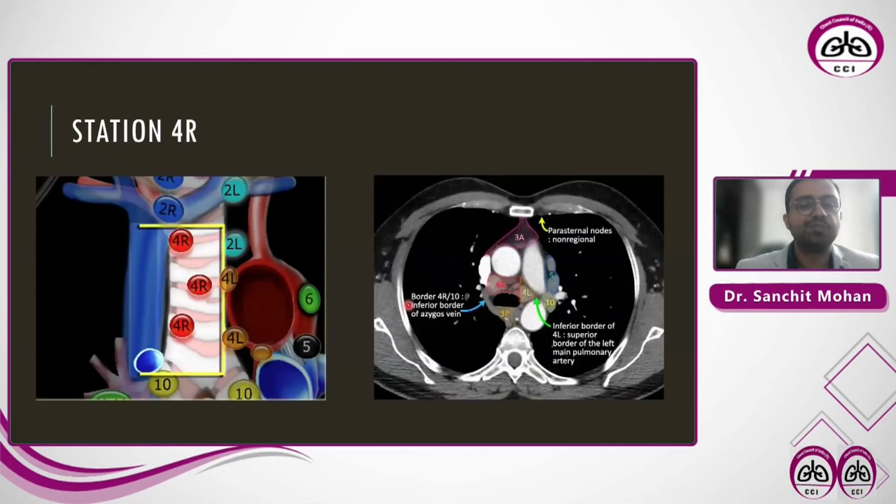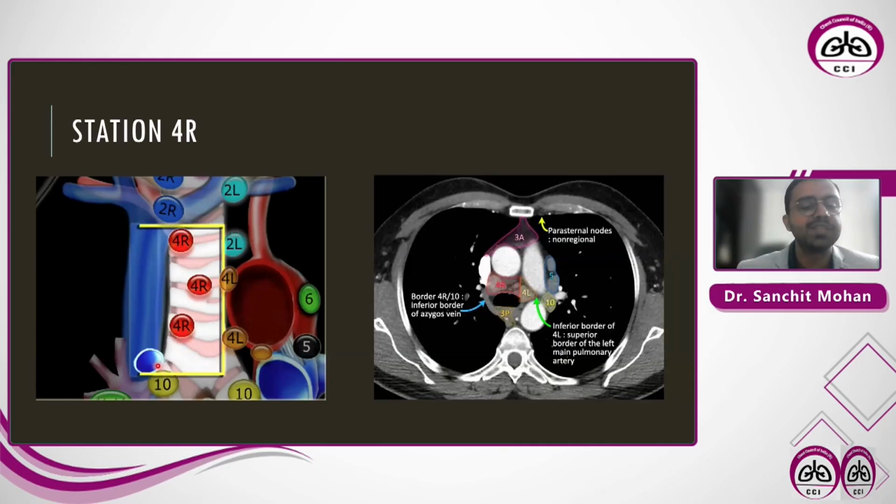So going to station 4R. Basically the lower border of station 2R, that is the right brachiocephalic vein, forms the upper border of station 4R. Station 4R is the Hughes territory. The lower border of station 4R is formed by the lower border of the azygous vein.